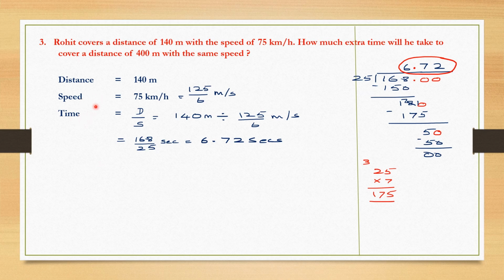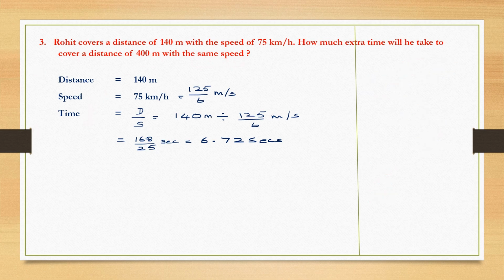We have found the time taken when the distance was 140 meters and the speed is 125 by 6 meter per second. Now the distance has been increased to 400 meters. So here we're going to write 400 meters. The speed is the same. It says same speed. And again, we're going to find the time. So this time, distance is 400 meters. Speed is the same, 75 kilometers per hour, because the question says same speed and the speed is given to us already. Now the time we have just found out. For 140 meters, the time was 6.72 seconds.